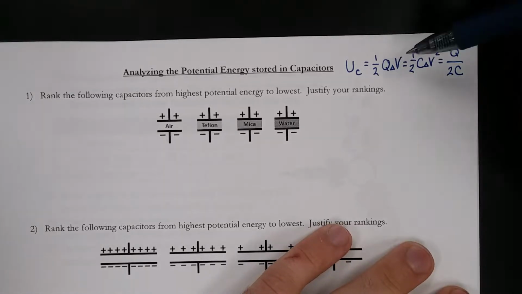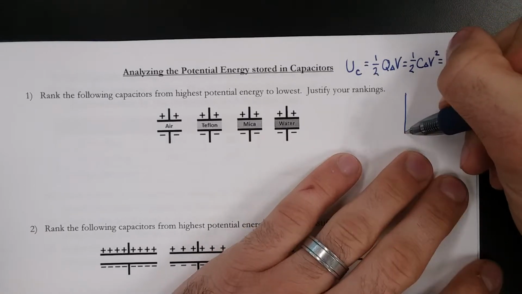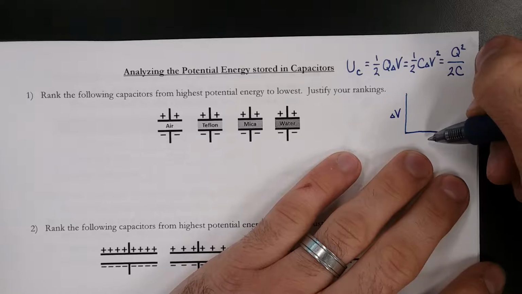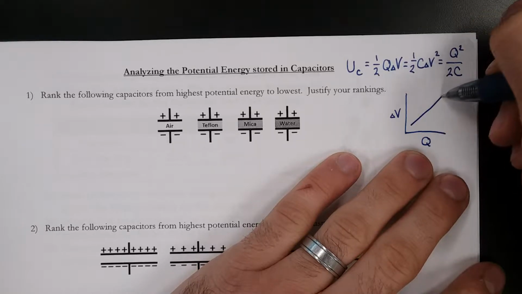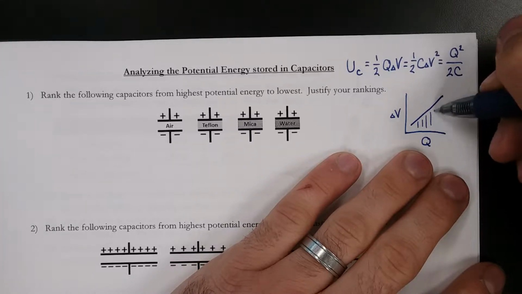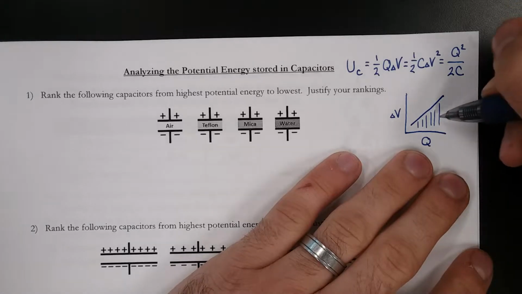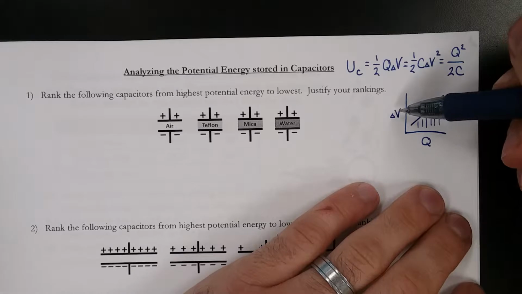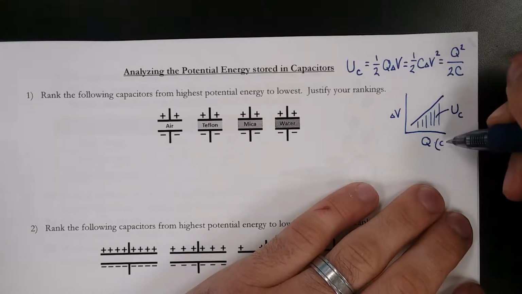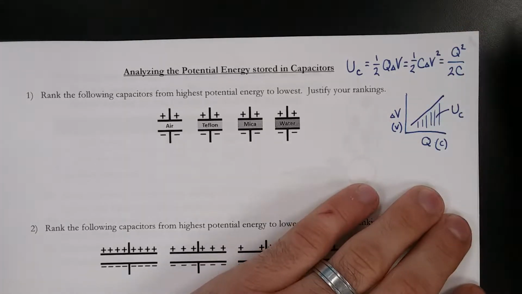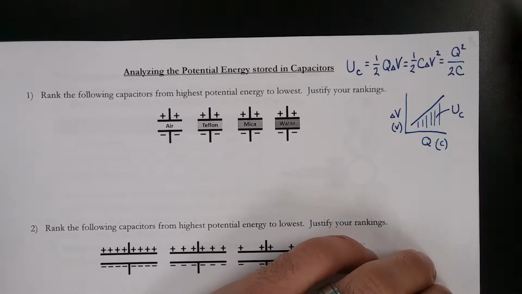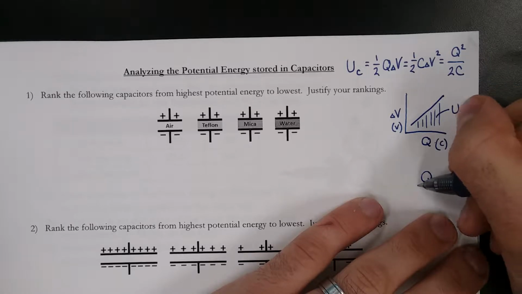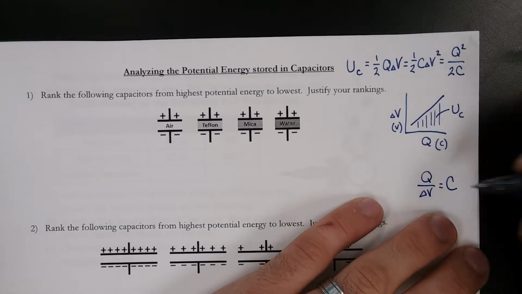Otherwise, these all come from the idea that if you made a graph of the voltage versus the charge stored on a capacitor, the area beneath it gives you the potential energy, because a volt is a joule per coulomb and Q is measured in coulombs. So that's where that 1/2 Q delta V comes from. And then all these are just ways to manipulate that with Q over delta V equals C.